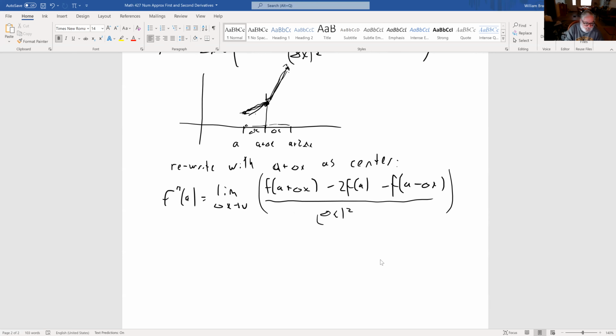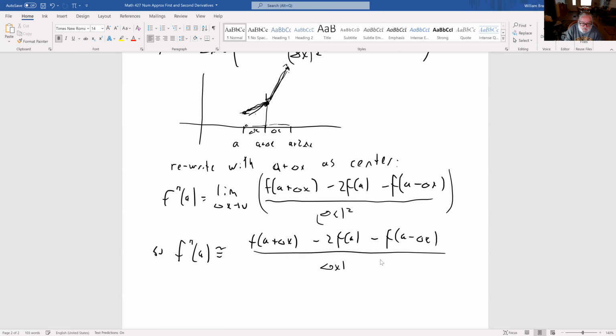So the second derivative at a particular point is roughly equal to f of a plus delta x minus 2 f of a plus f of a minus delta x over delta x squared, as long as delta x is quote unquote small enough.